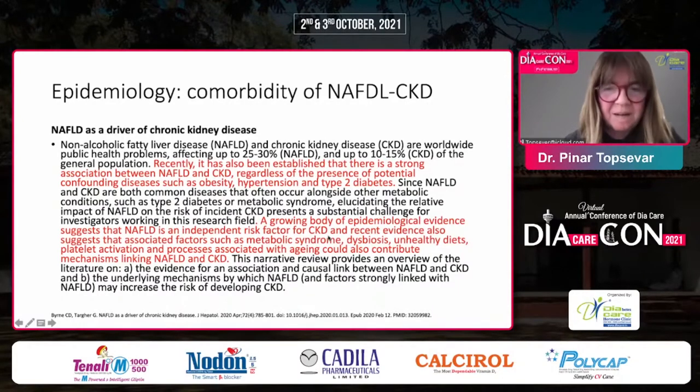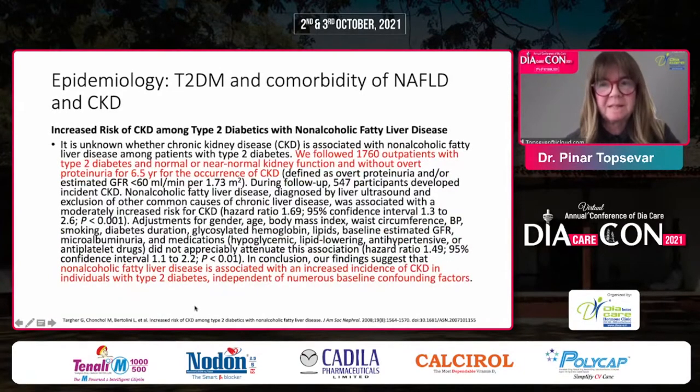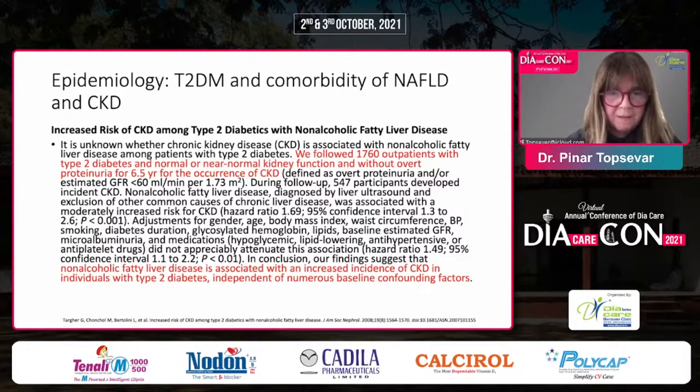So it is preceding the development of chronic kidney disease. And here, this is a study. This is not a review, but an observational study where type 2 diabetic individuals with normal or near normal kidney function were followed up for the occurrence of chronic kidney disease. At the end, they could conclude that NAFLD is associated with an increased incidence of chronic kidney disease in individuals with type 2 diabetes, which was independent of baseline confounding factors like age, sex, diabetes duration, and other comorbidities.